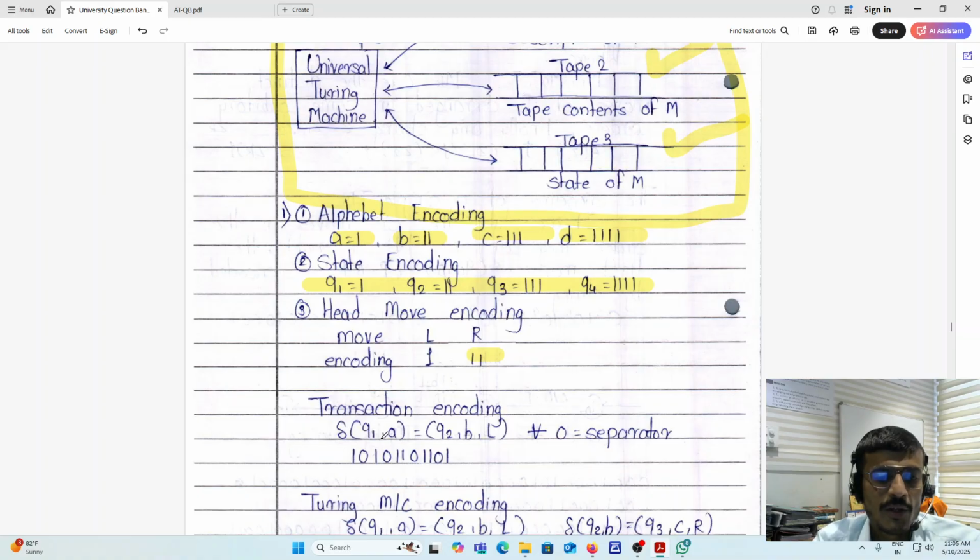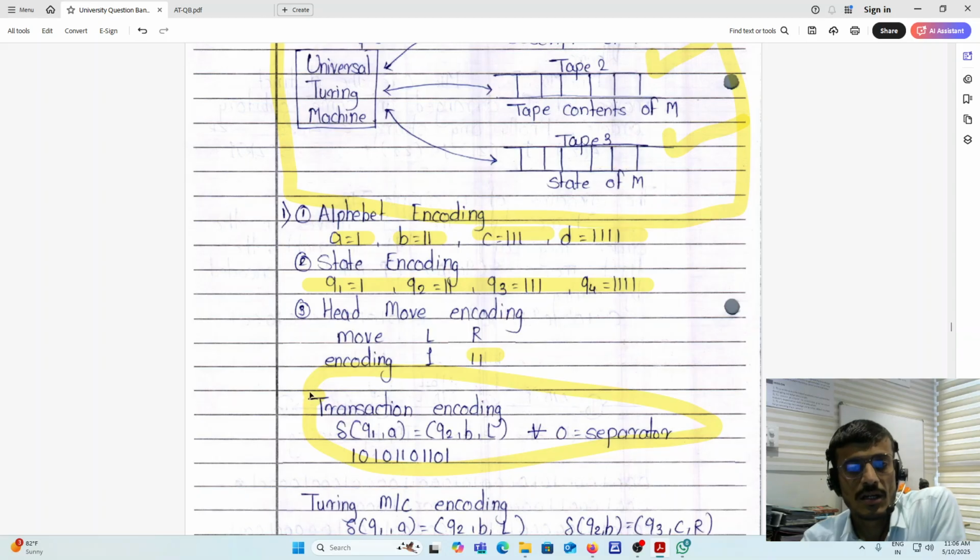Now delta of (Q1, A) equals (Q2, B, L). How may it be encoded? Simply, Q1 is denoted by 1, then it is separated by 0, then A is represented by 1, then the equals sign is separated by 0. Then Q2, which is 1 1, we have taken, then between Q2 and B there is a 0, and for B there is 1. So that is the transition encoding in the case of the universal Turing machine.